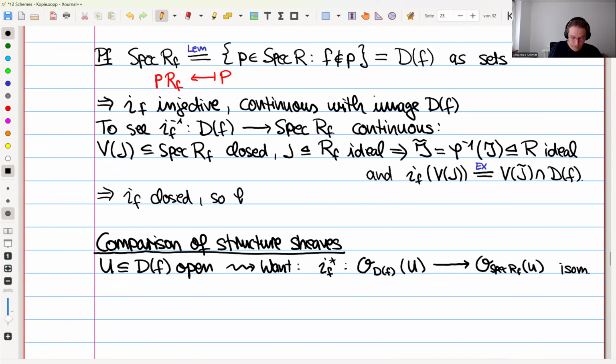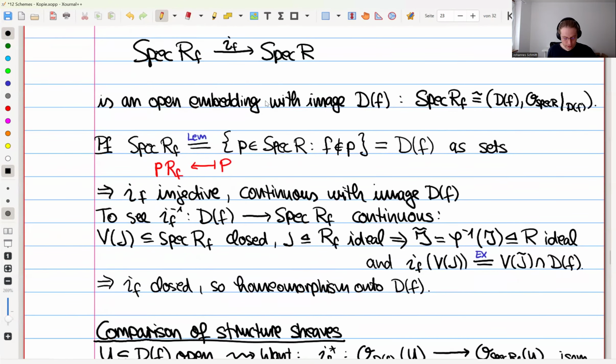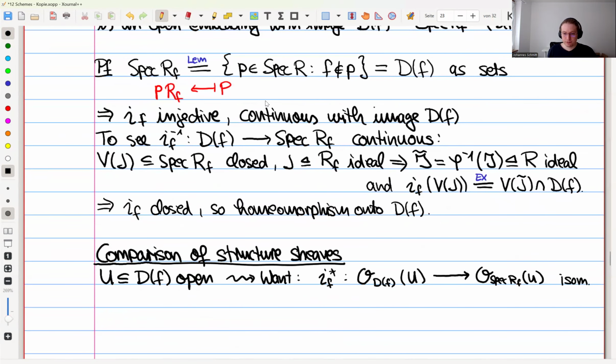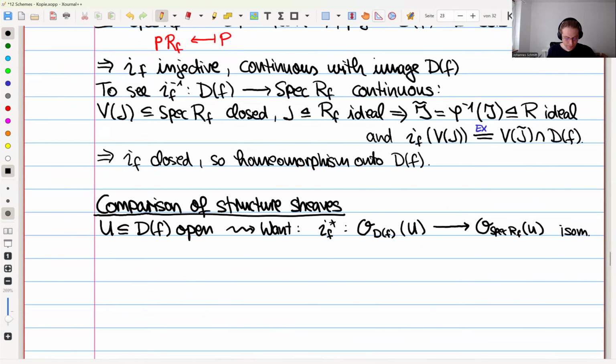And so it's a homeomorphism onto D(f), and being a homeomorphism just means that for this injective map, the topology here is exactly the restricted topology from the image D(f). Okay, so this shows everything on the level of topological spaces.